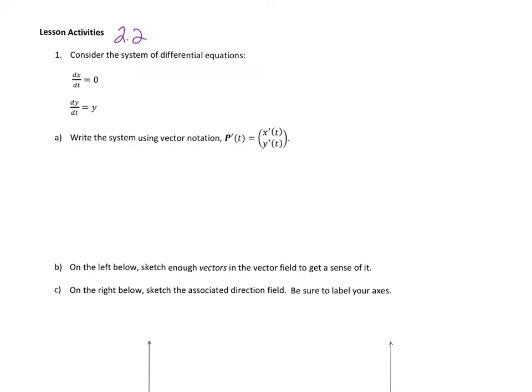Consider the system of differential equations: dx/dt is 0 and dy/dt is y. We're going to write this system using vector notation. P prime of t equals x prime of t, y prime of t. So P prime of t is going to be 0, y. That's x prime and y prime.